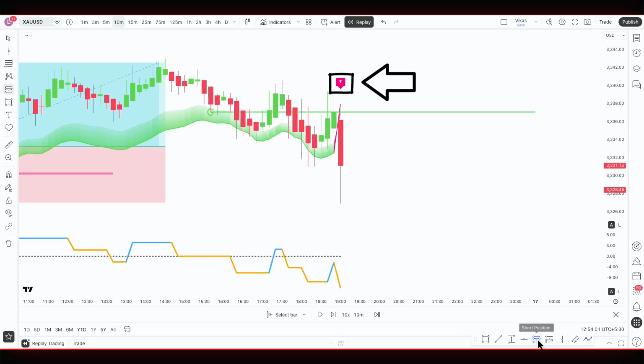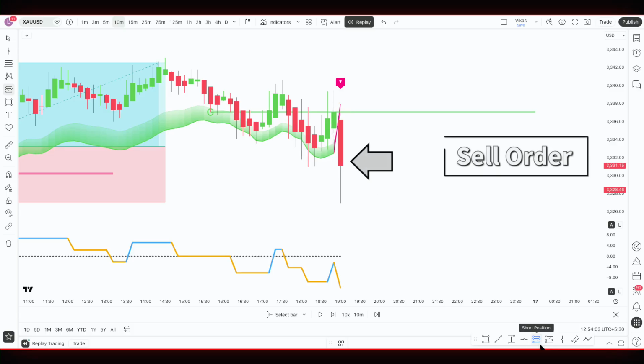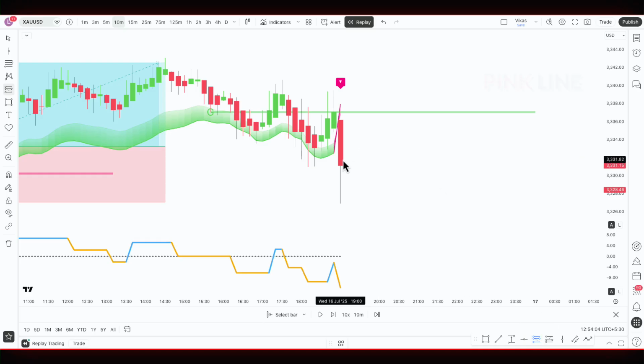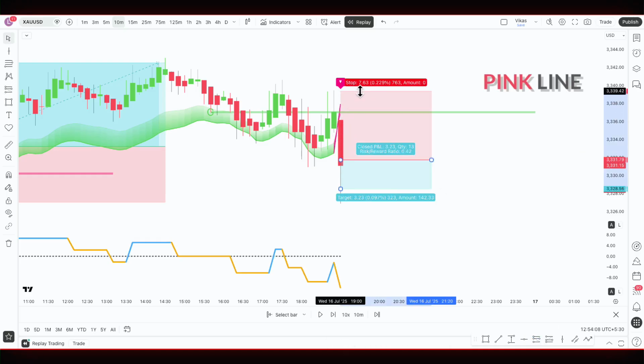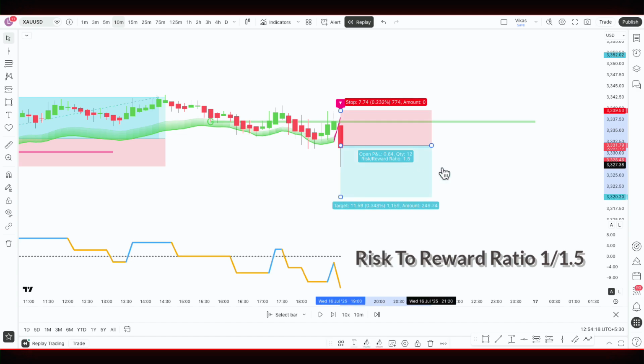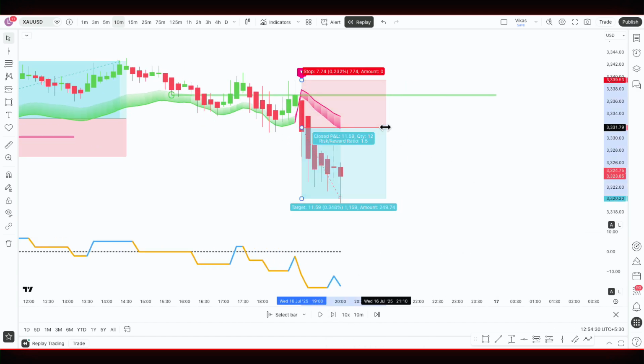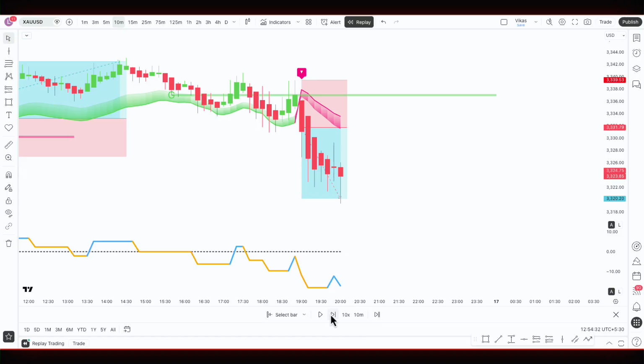Here the impulse trend arrow of this indicator is a sell signal. Here the blue line of OBV MACD is below the zero line. Here the market has made a bearish candle to give confirmation. So all our conditions are being fulfilled, so we are placing an order to sell. Our stop loss is to be placed at the pink line, and the risk-to-reward ratio will be 1:1.5. Our trade is running in profit. We have won the trade. Let's find the next trade.